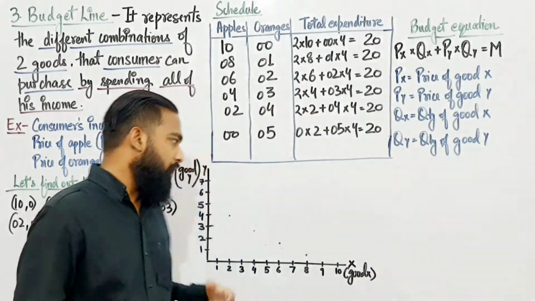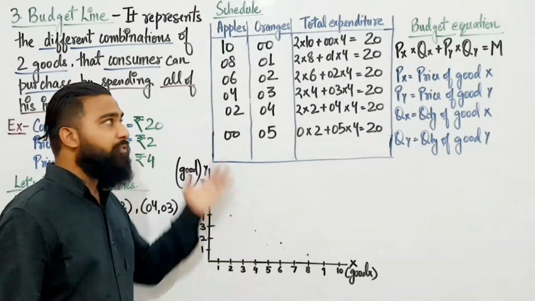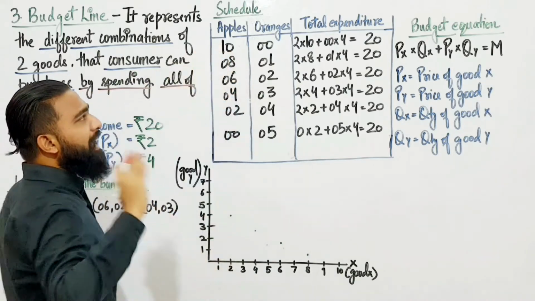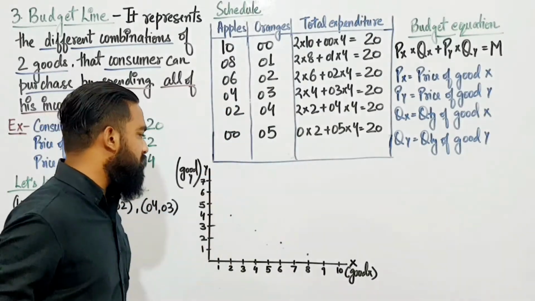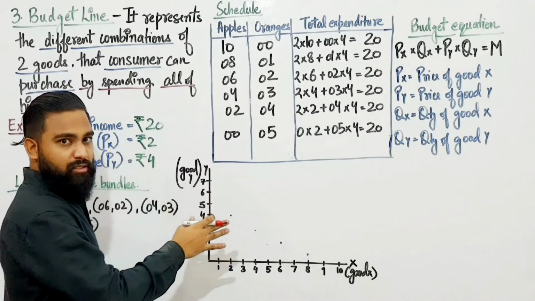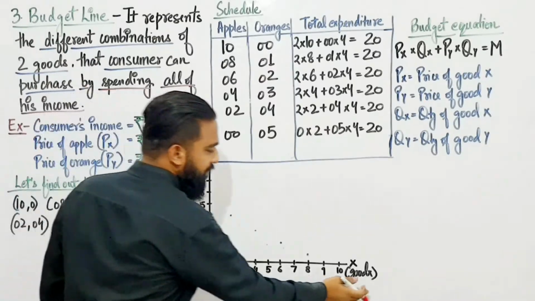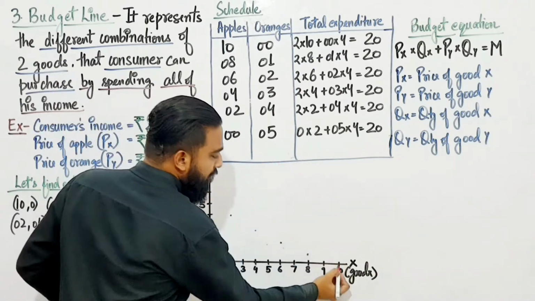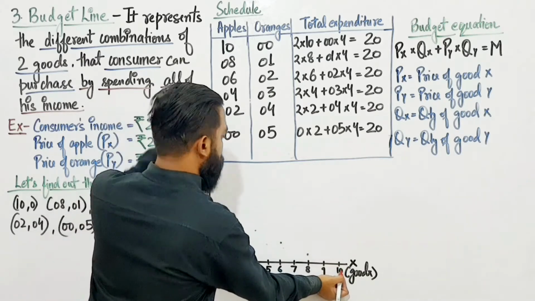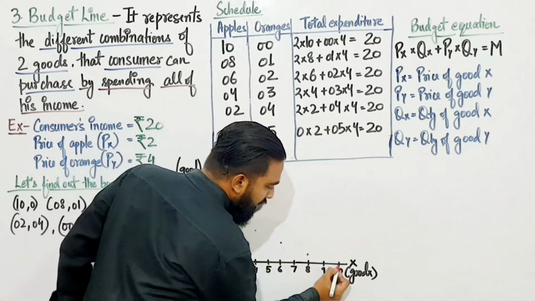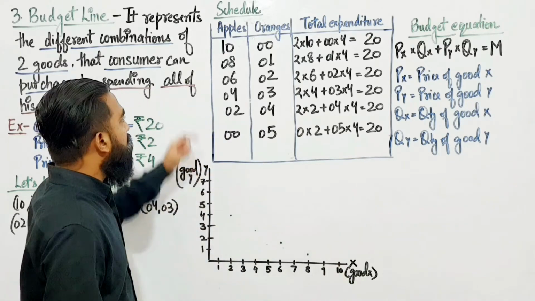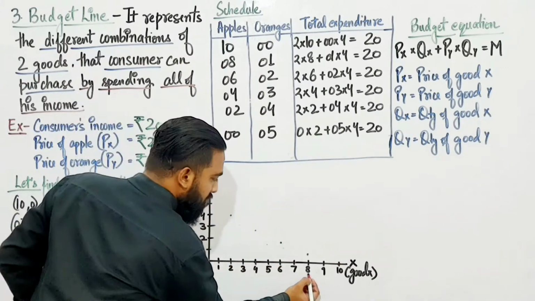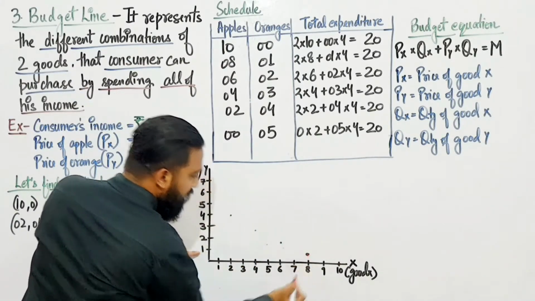Now students, let's come to the graph. Let's plot the graph of this schedule. Now, when I was buying 10 apples, I was buying 0 oranges. Now, I have taken on the y-axis good y, which is orange. And I have taken on the x-axis good x, and the good x is apple. Now, when I was buying 10 apples, I was buying 0 oranges. So the point will be here. Fine. When I was buying 8 apples, I was buying 1 orange. 8 and 1. Point will be here.